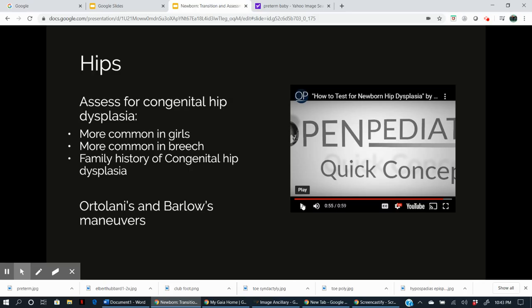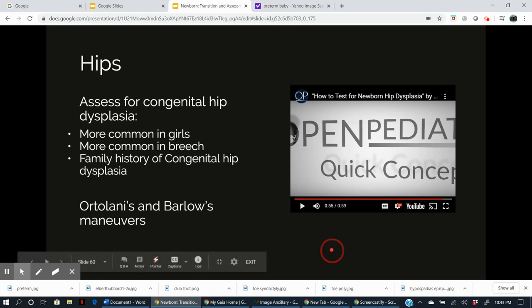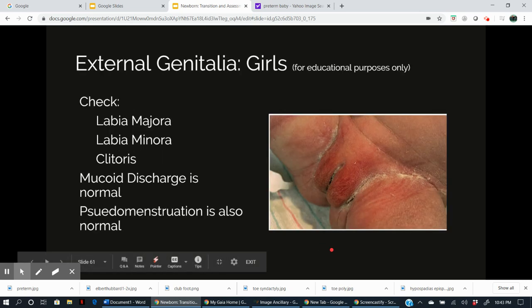They will repeat your Ortolani and Barlow's maneuvers, and they'll probably order a hip ultrasound. It may happen outpatient. It's not considered an emergency. And the treatment for it is either a Pavlik harness, which you'll see in peds, or sometimes they'll just say to use 2 diapers instead of 1 and kind of support it. It depends on the degree of the hip dysplasia.